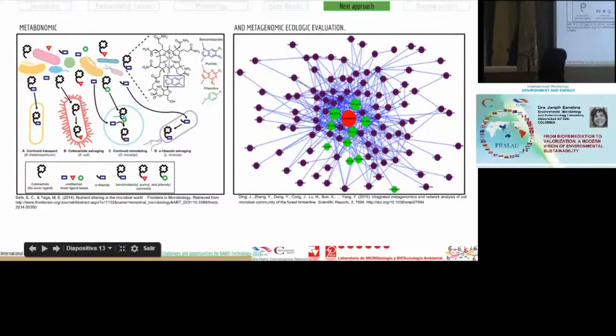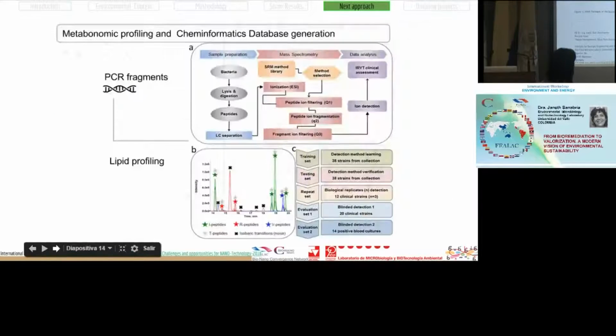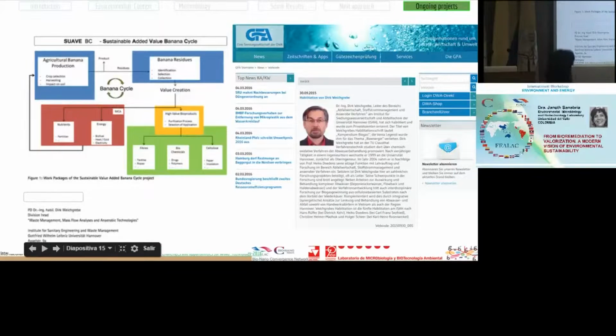This is the great challenge: to study the metabolites of the system, the ecology of the system, based on the genomics of these systems. And obviously, we're going to need much more information from several types of studies. Rapidly, they are telling me my time is over. These are some of the projects.